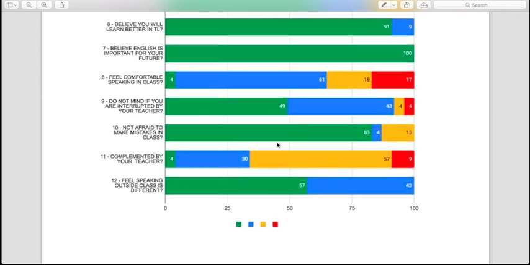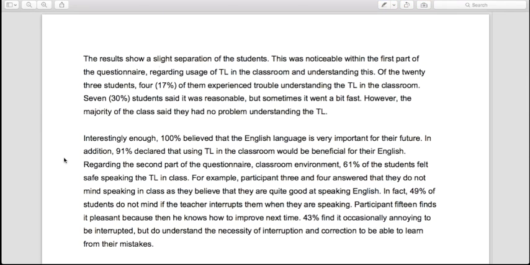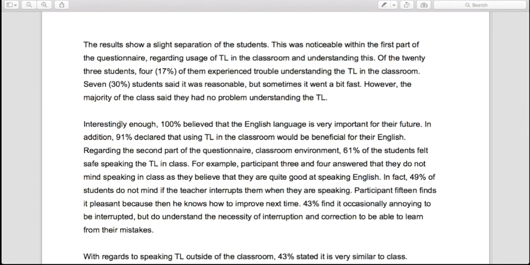83%, that's quite interesting, are not afraid to make mistakes in class. 100% believe that English is important for the future. Okay, so we have our results. Now what the person does here is just describes the results.